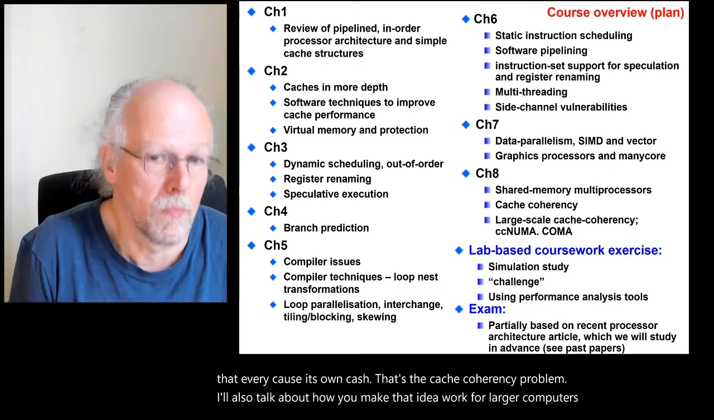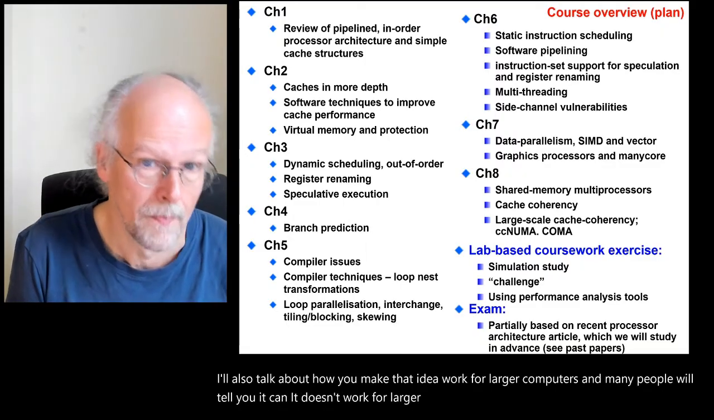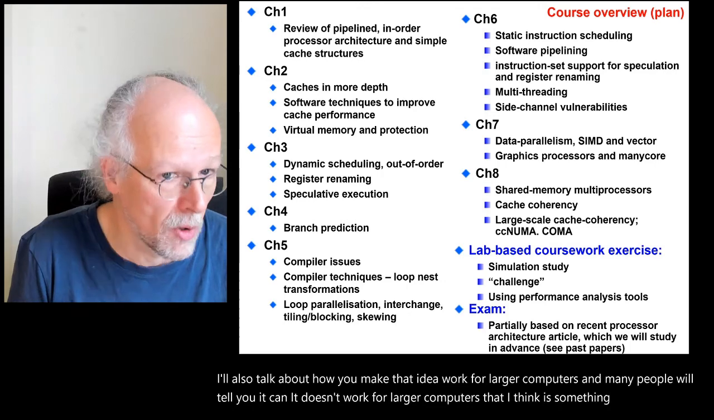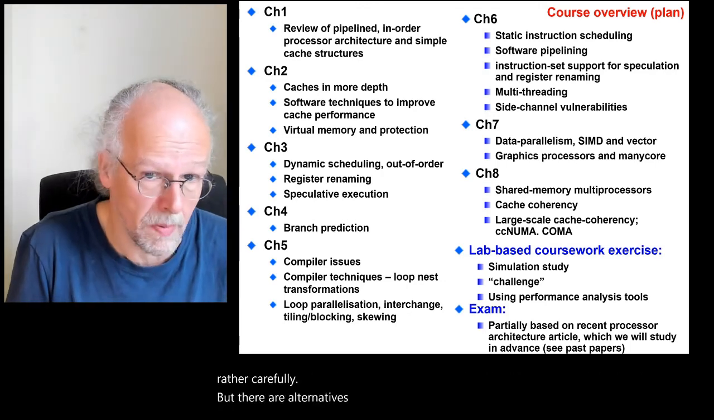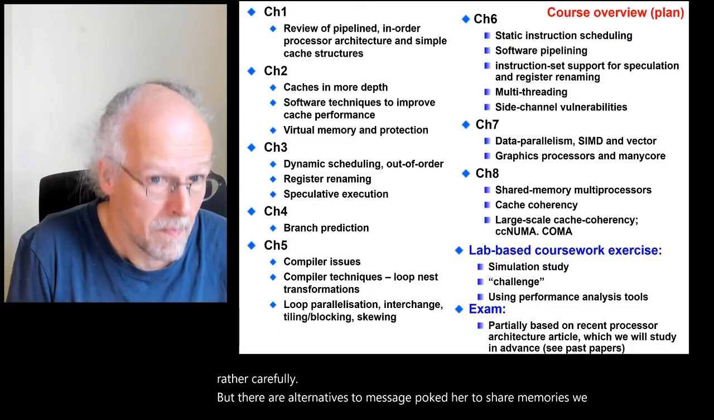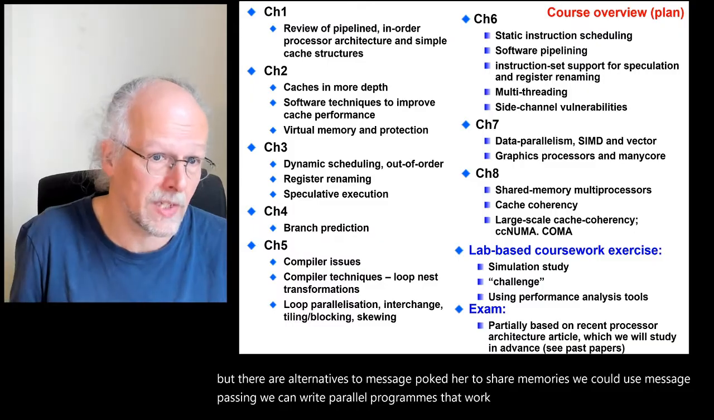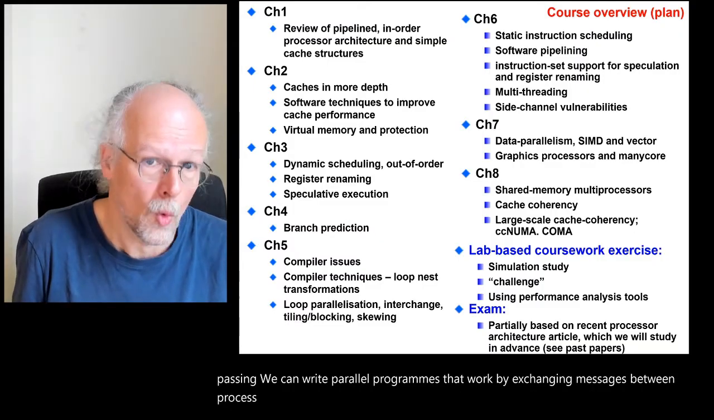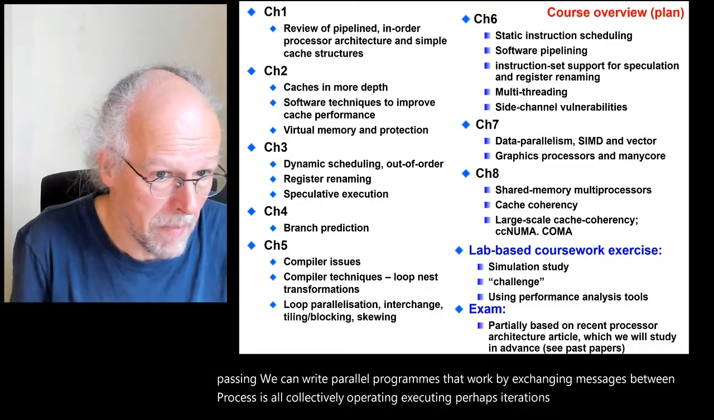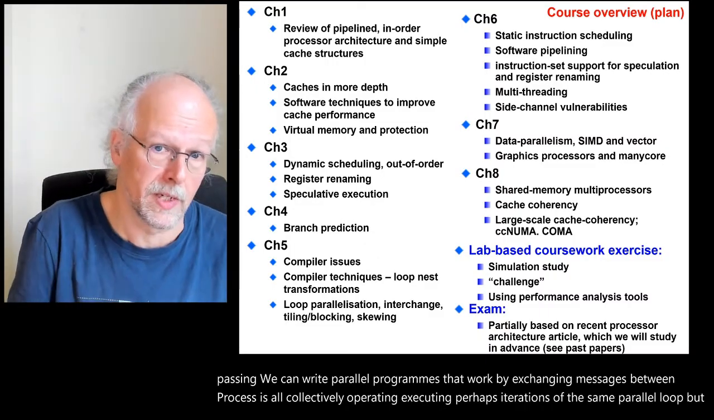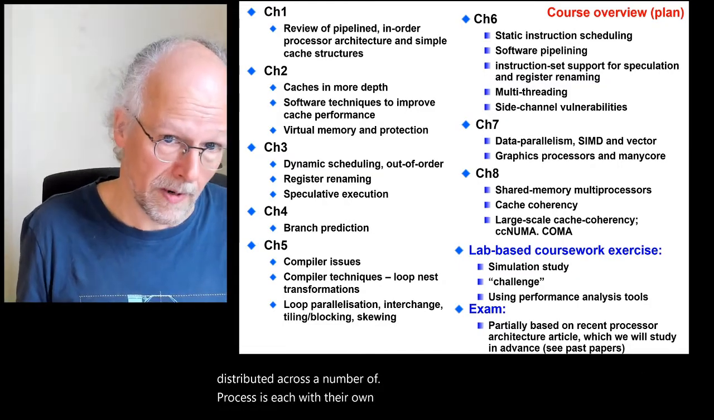And many people will tell you that it kind of doesn't work for larger computers. That, I think, is something to reflect upon rather carefully. But there are alternatives to shared memory. We could use message passing. We can write parallel programs that work by exchanging messages between processes, all collectively executing perhaps iterations of the same parallel loop, but distributed across a number of processes, each with their own separate memory.